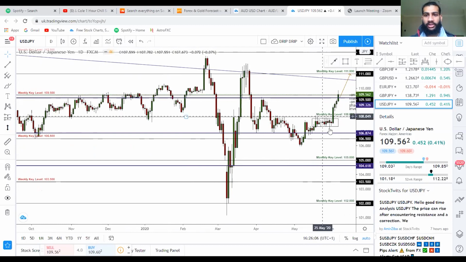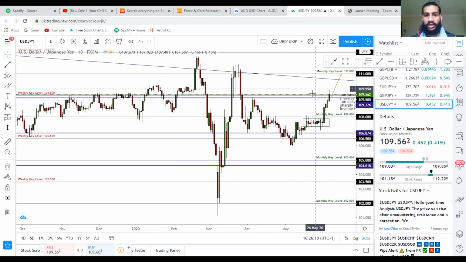So if it wants to continue this bullish push upwards, I may just wait for a retest of this key level over here and take the long up to this monthly key level.